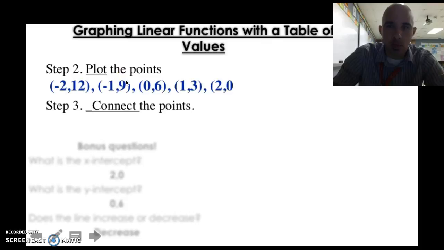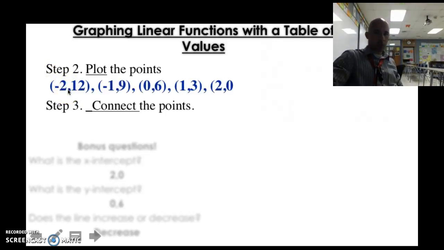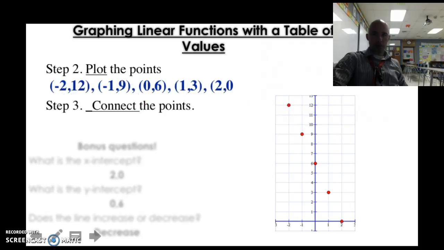So on the x and y axis, let's graph the first point: -2 and 12. -1 and 9. So at -1, go up 9. At 0, go up 6. At 1, go up 3. And at 2, you stay at 0. There go the 5 points that you plotted.